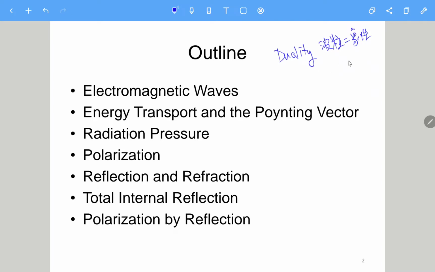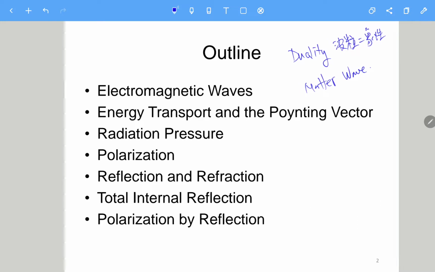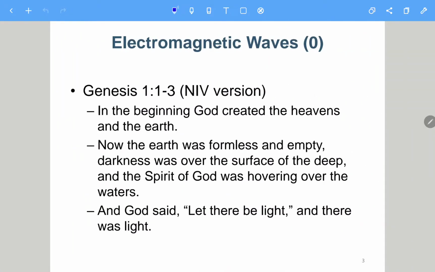But actually, not only the light, not only the EM wave has this kind of property, particles also have the property of a wave, which is known as the matter wave, 物质波. So if you're interested, you can check it in chapter 38. Maybe if I have some time remaining, I can go through quickly what it is about. But actually the mathematics is quite complicated in my opinion.